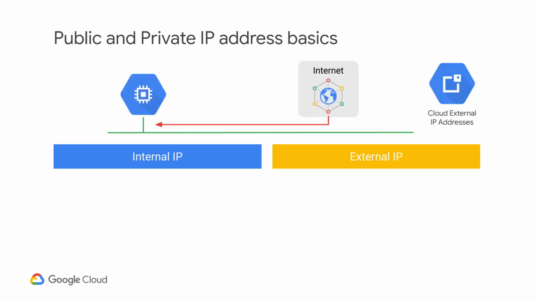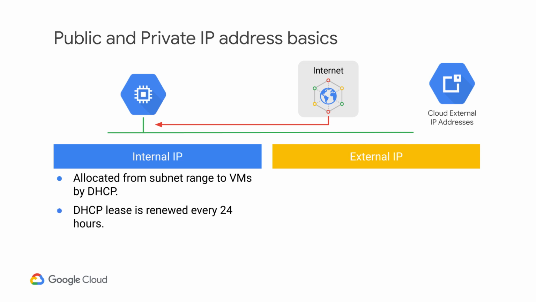Let's look at some of the differences between public and private IP addresses. Internal IP addresses are allocated to VMs by a Dynamic Host Configuration Protocol service, or DHCP. The lease for the IPs is renewed every 24 hours, and the name of the virtual machine is the hostname. The hostname will be associated with the internal IP address through a network-scoped DNS service.